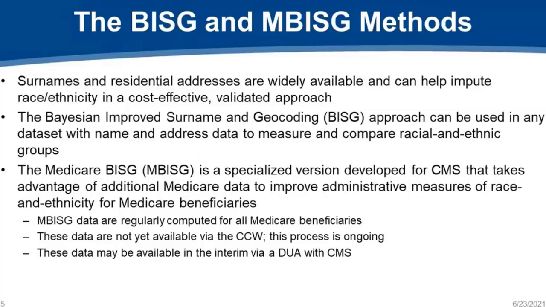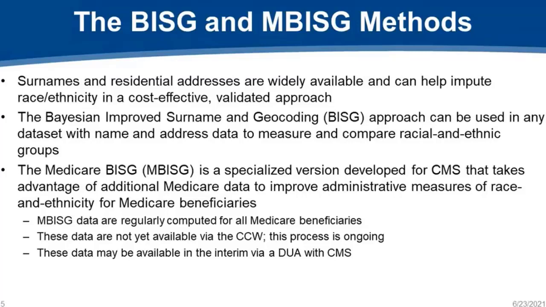So the most basic form is what we call the Bayesian Improved Surname Geocoding approach, and that approach only requires name and address data linkable to whatever you're trying to compare. And so any data set with name and address data, you can compare racial and ethnic groups. The Medicare BISG, or MBISG, is a more specialized and customized version that was specifically designed to improve the measurement of race and ethnicity in Medicare data.